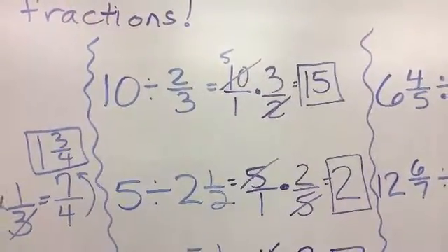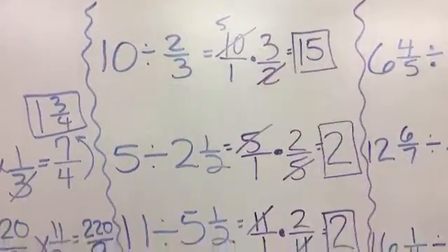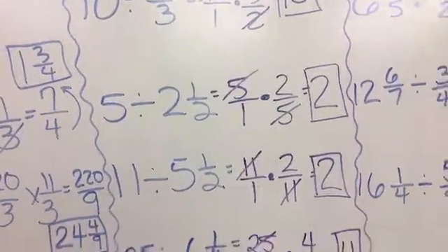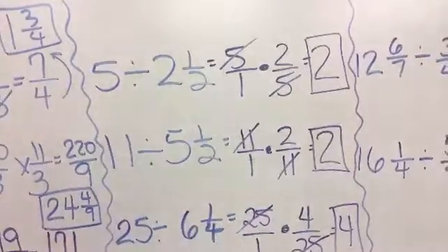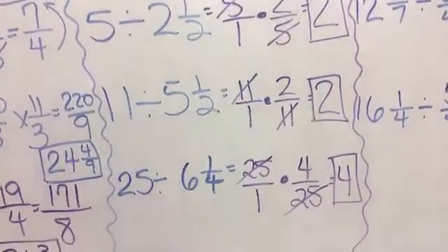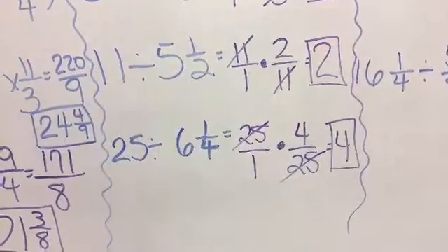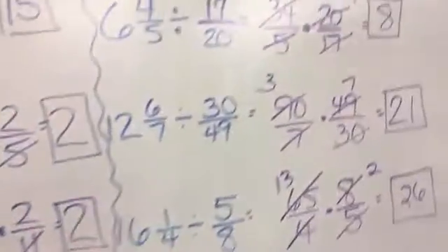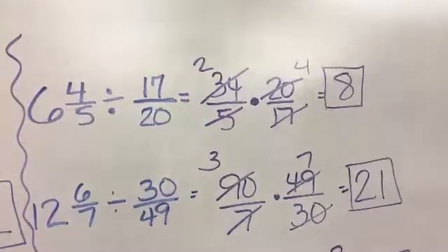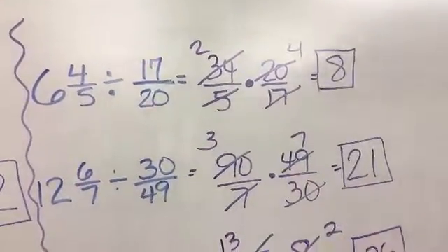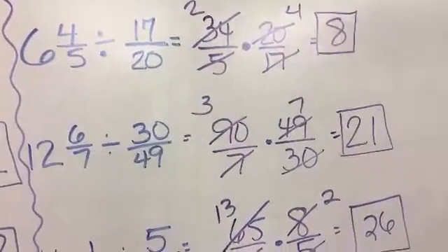10 divided by 2/3 is 15. 5 divided by 2 1/2 is 2. 11 divided by 5 1/2 is 2. 15 divided by 6 1/4 is 4. All right, so these canceled a little bit here. I made these up to cancel nicely.